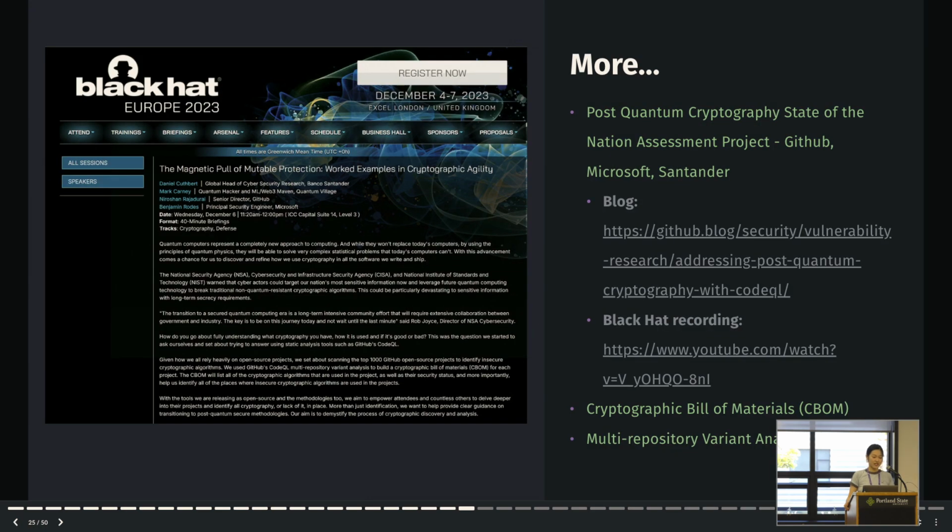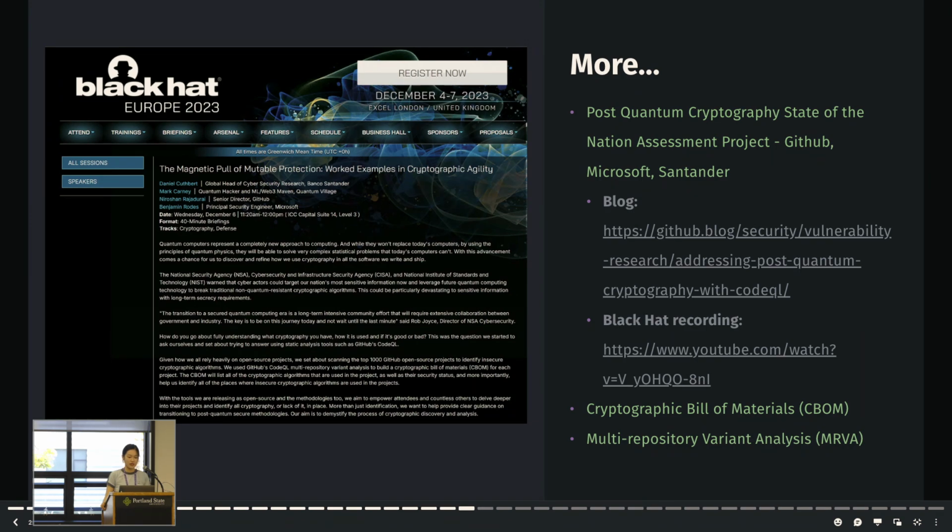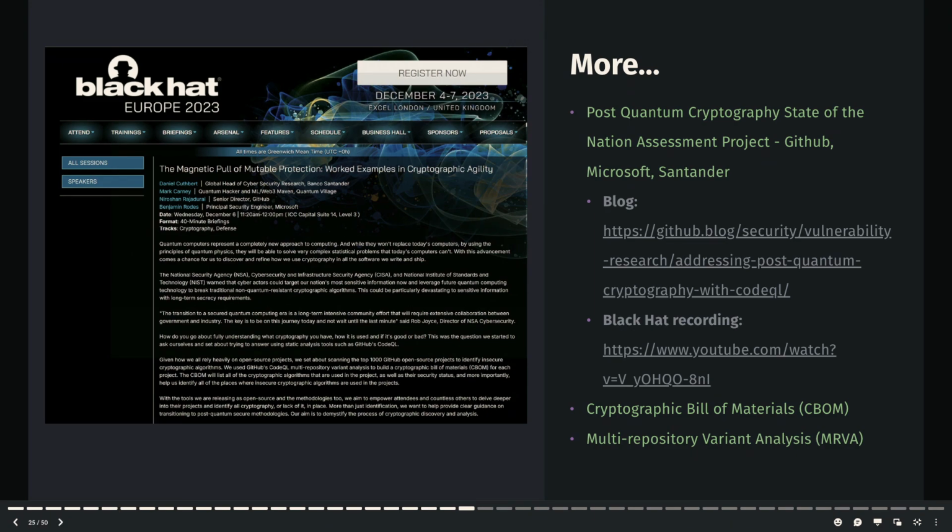So I've only scratched the surface on PQC today. My team at Microsoft and some folks from GitHub and Santander Bank have worked on an exciting project that used CodeQL to analyze the security status of the top repos in GitHub to facilitate PQC adoption. You can learn more about this in the blog post linked here or by watching the Black Hat presentation recording about this project.